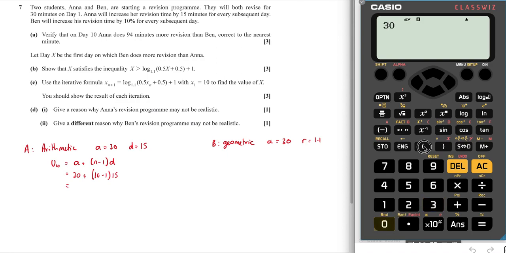30 plus 10 minus 1 times 15. Need to put times in there. Is 165.